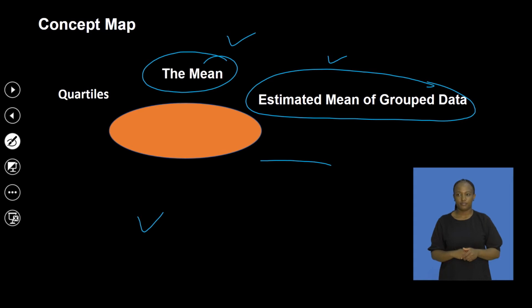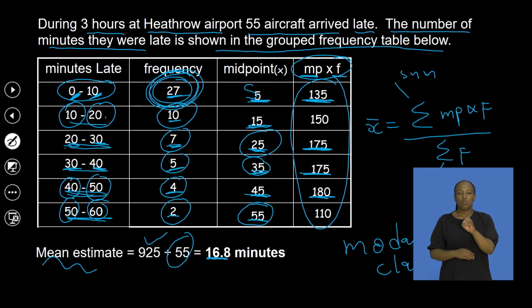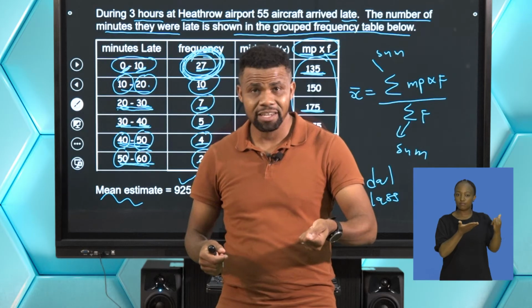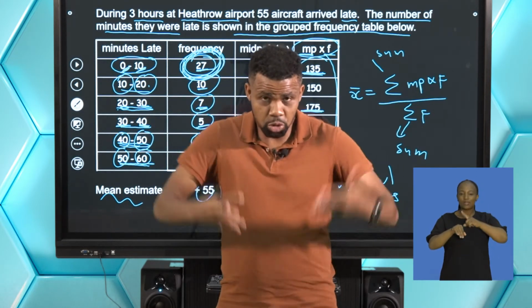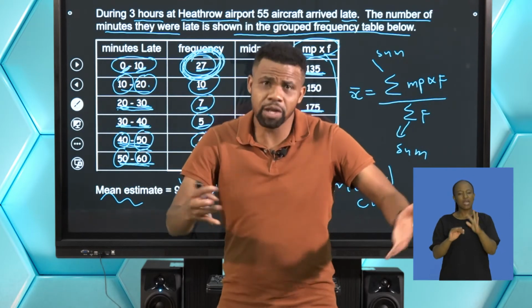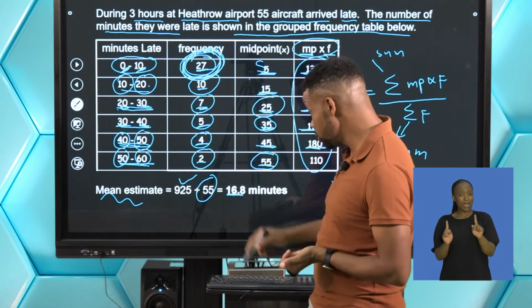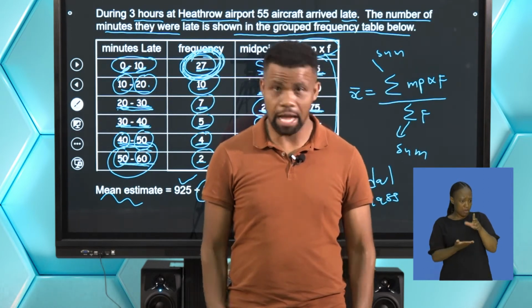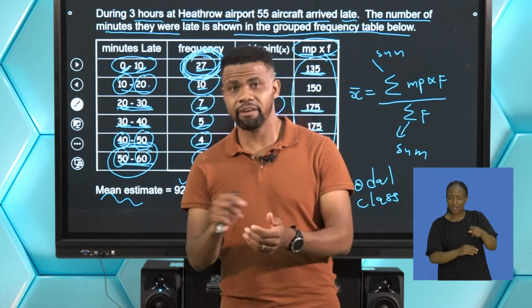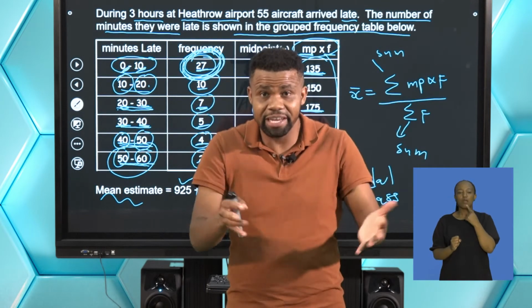So actually, this modal class is not really bad because it implies most flights are late by 0 to 10 minutes. Most occurring. You know, I can wait for 10 minutes. But if the mode was that a flight will be late by 60 minutes, no. I wouldn't invest in that business or that aircraft. So we can use data to really analyze what is happening.